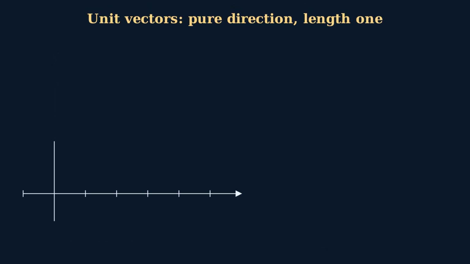Here's a small idea with big payoff. A unit vector is a vector whose only job is to point. Its length is exactly 1, and it carries no units, it is pure direction. We give names to the 3 that point along the axes. I hat points along x, j hat points along y. And out of the page, toward you, comes k hat along z. The little hat is the signal, this one has length 1.